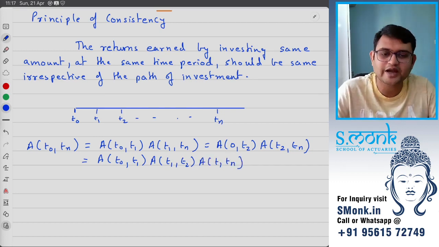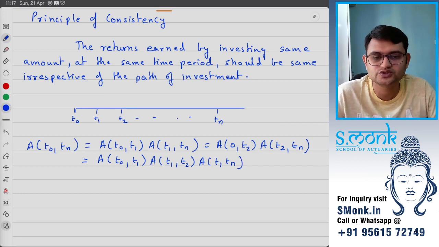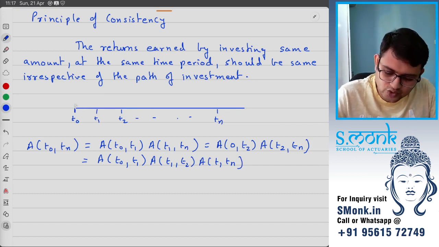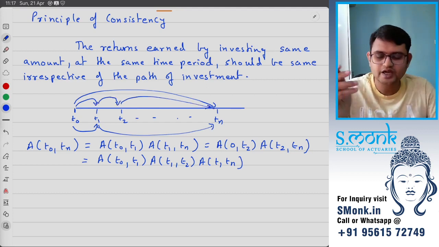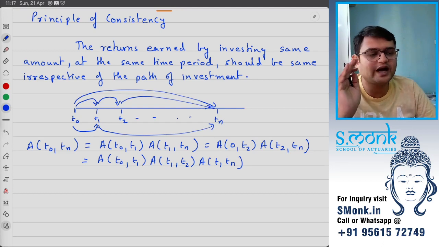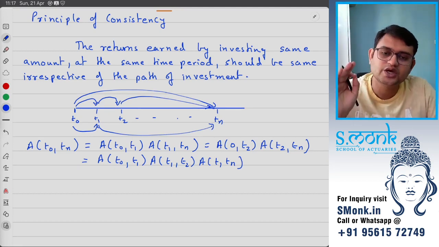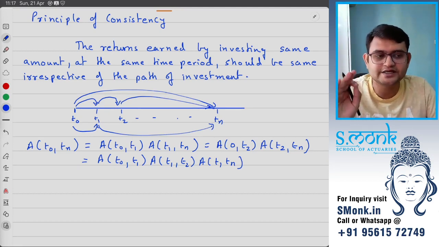It does not matter which path you choose. Whether you go directly from 0 to n, or you go from 0 to 1 and then 1 to n, or you go from 0 to 1, then 1 to 2 and then 2 to n. It will not matter which path you choose, your investment returns should be exactly the same.